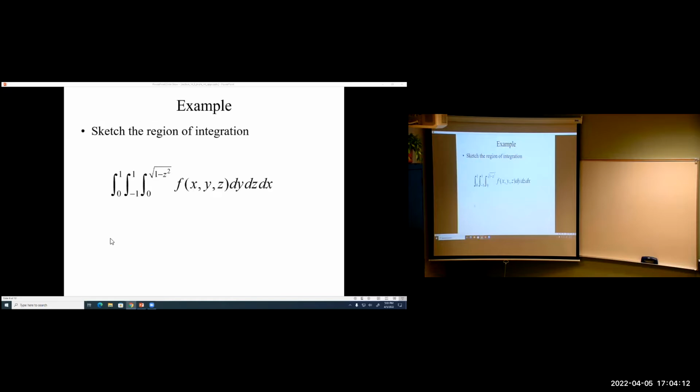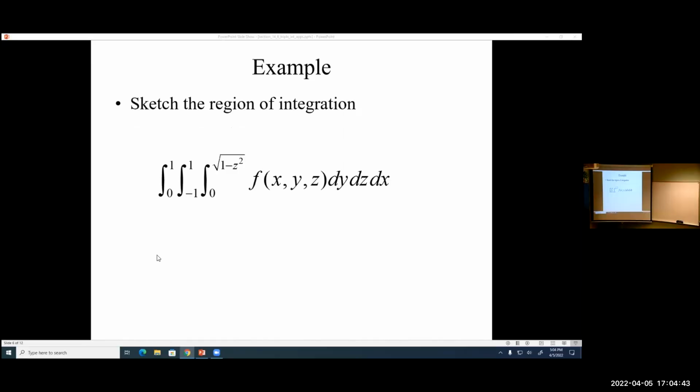So let's talk about this first, because this is something we need to be able to do. We have to be able to go in both directions. We have to be able to take a region and set up the limits, but we also have to be able to take the limits and set up a region. All right. So we need to know what this region here looks like. So look at what's happening. Y is going to go from 0 to square root of 1 minus z squared.